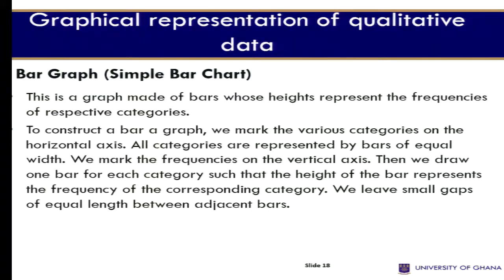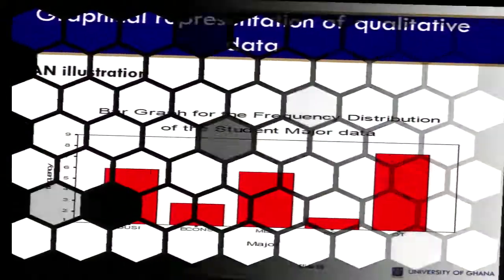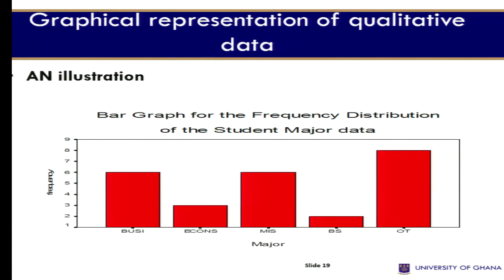Now, we mark the frequencies on the vertical axis. Can you distinguish between the horizontal and the vertical axis? We have talked about this some time ago, so you should be able to identify them. But if you can't, let's go ahead and see what they are again. Then you draw one bar for each category such that the height of the bar represents the frequency of the corresponding category. We leave small gaps of equal length between adjacent bars. This is an illustration. Go back to the data and you see what they represent. Do you see the data?